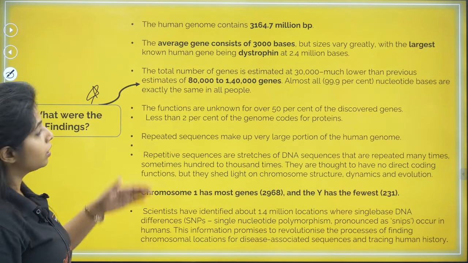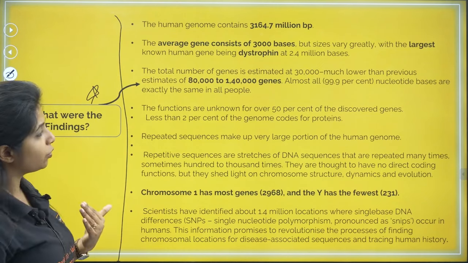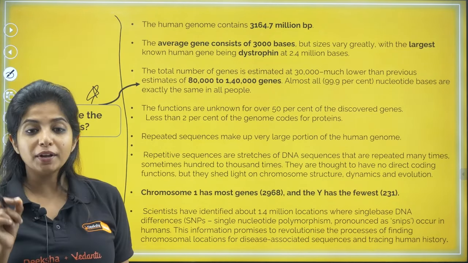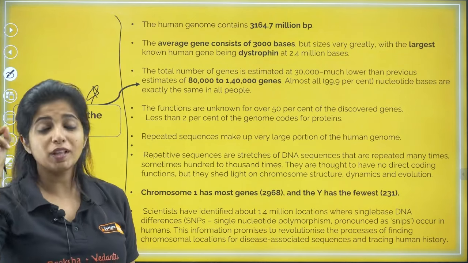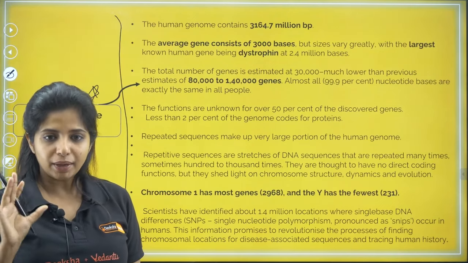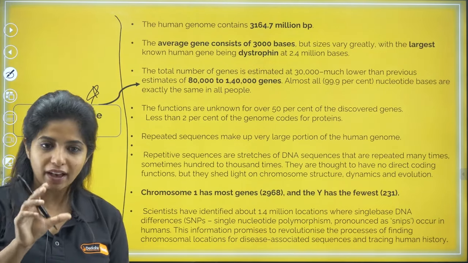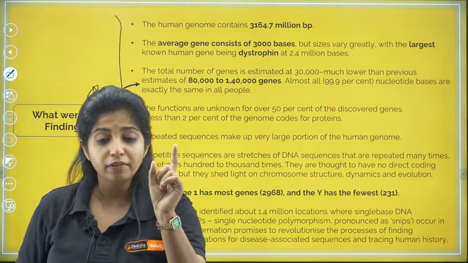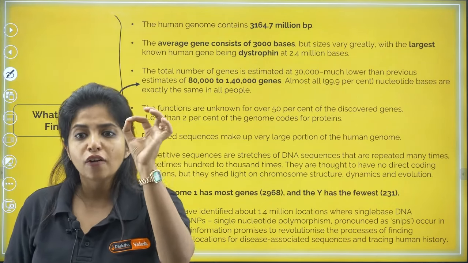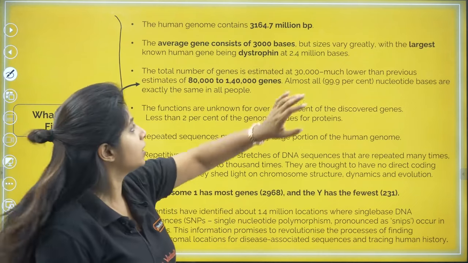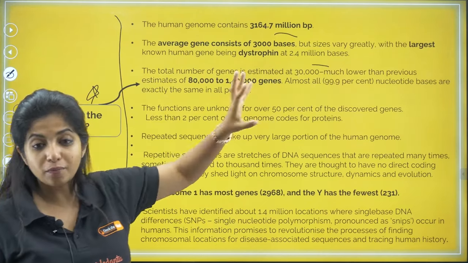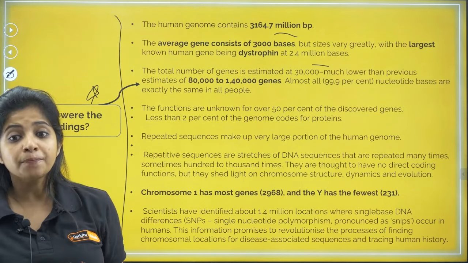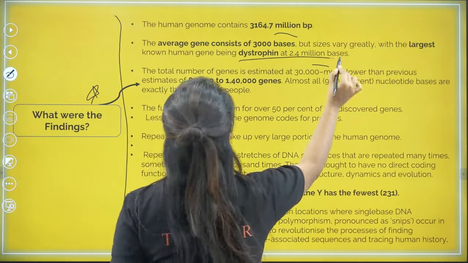Again, an important question. So, all these findings, and over here I don't think much explanation is needed, but still I will tell. The human genome contains 3164.7 million base pairs. The average gene usually contains 3000 base pairs, but my dear children, there is the dystrophin protein gene which has around 2.4 million bases. Okay, so everything is in millions. 2.4 million bases. Usually the gene size is 3000, but here dystrophin has 2.4 million. So please remember this unique name, dystrophin.